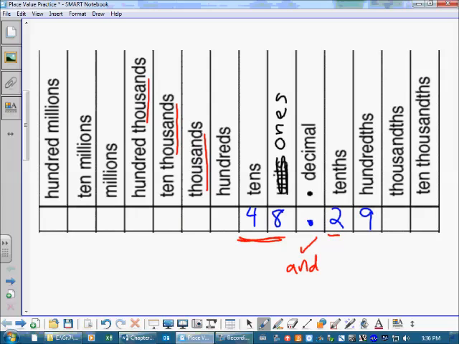So first of all, we just read it as a normal number. That is 29. And then what place value do we end in? The hundredths, right? We end in the hundredths. So this is 48 and 29 hundredths. That's how you do it. Okay, let's try another number.